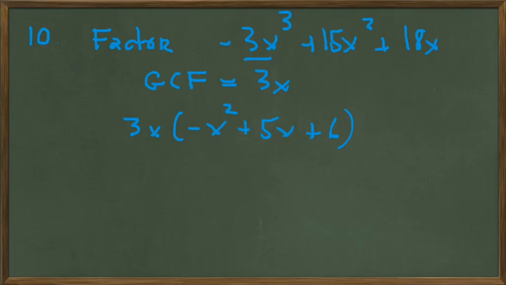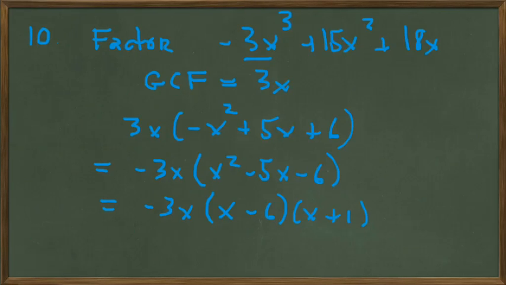It's a little easier to factor that second term if we remove a minus sign from all of those terms in the parentheses to get x squared minus 5x minus 6. Minus 6 has factors of minus 6 and positive 1, and so the final factorization of this is obtained by factoring the quadratic as x minus 6 times x plus 1.